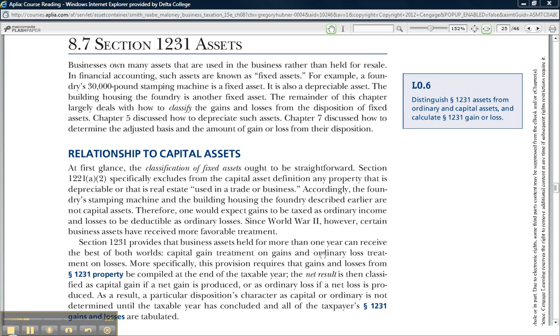Ordinary losses means you get to deduct whatever loss you have against regular old income, like wages or revenue, whatever your income is. So ordinary losses are great as compared to capital losses. Remember, capital losses are usually limited in their deductibility. So that general rule for 1231 property sales is very important in understanding where the chapter is going to go from here.